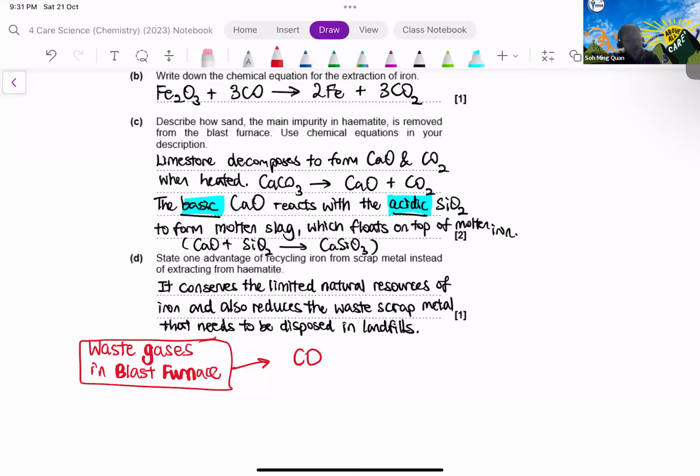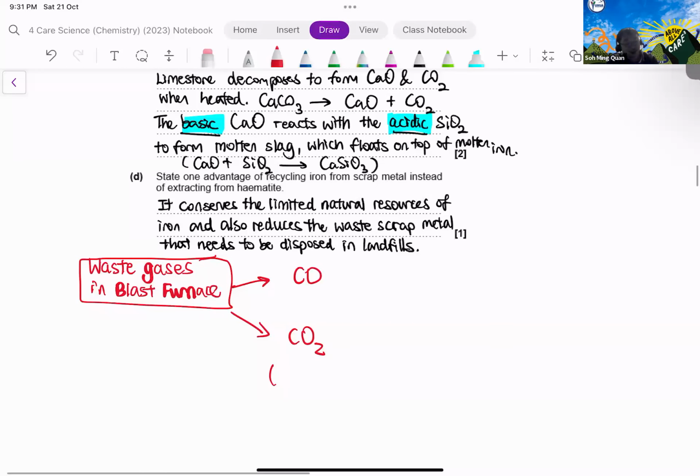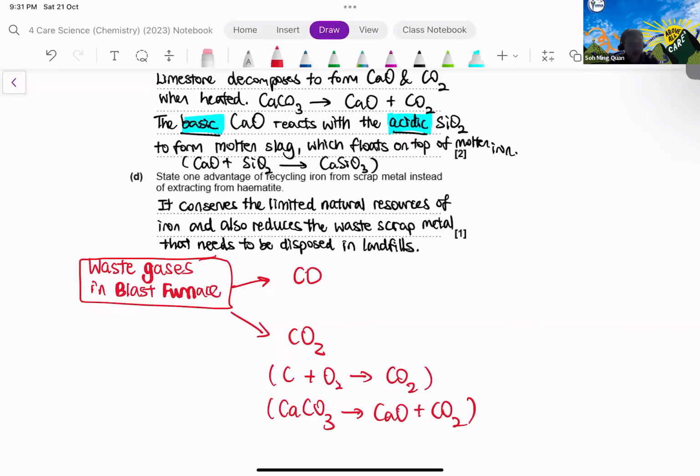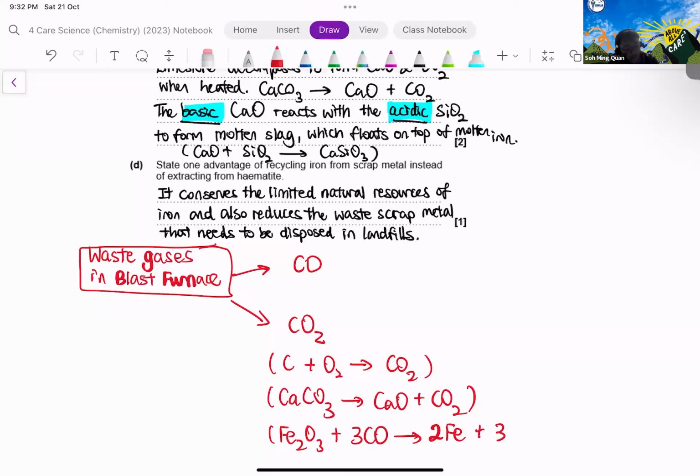CO2 is produced when the coke reacts with oxygen in the hot air. But that's not it. The limestone also decomposes to form CO2. So this is another source of CO2 in the blast furnace, the decomposition of limestone. And the third source of CO2 is the actual reduction of iron trioxide. This reaction also produces CO2. So you have in total 3 reactions which produce CO2 in the blast furnace. How about CO? Which reaction produces CO? CO is produced when CO2 reacts with excess coke. So coke is added in excess so that it can produce carbon monoxide. These are the 2 gases that will leave the blast furnace as waste gases if they are unreacted.